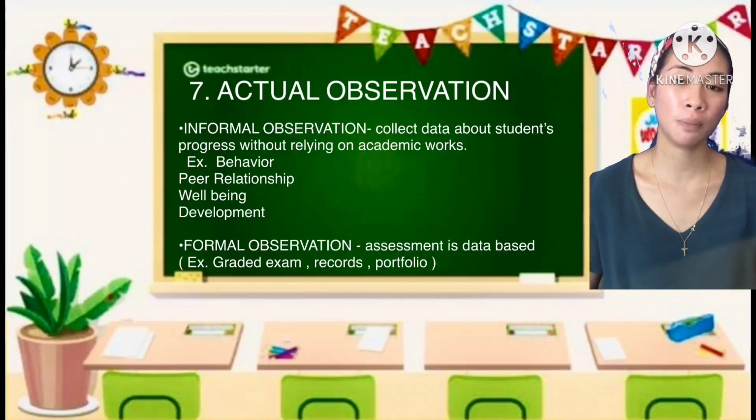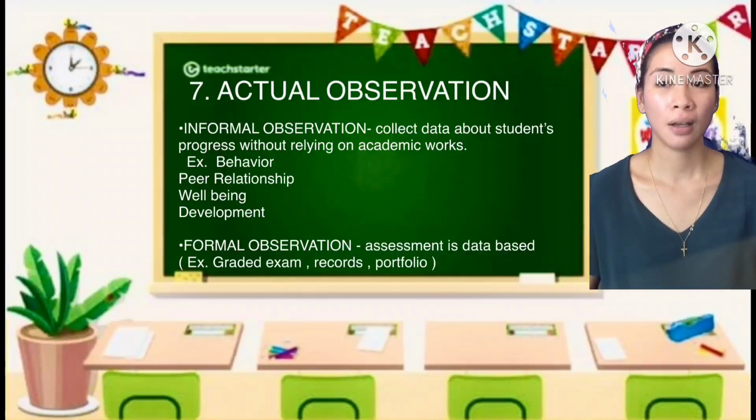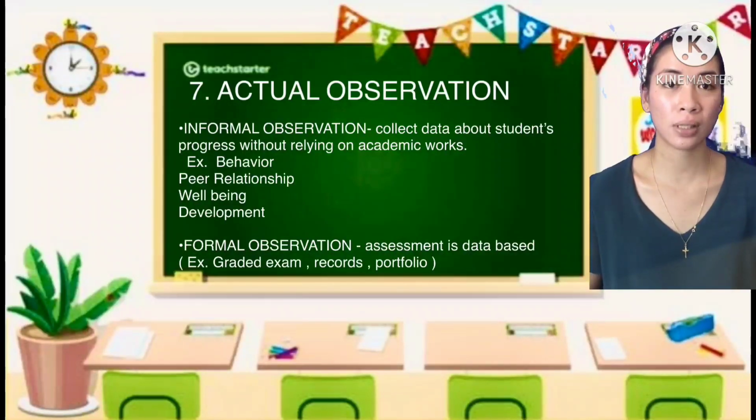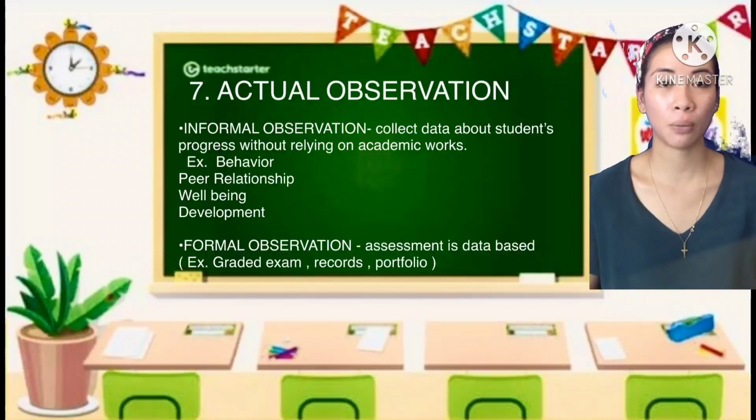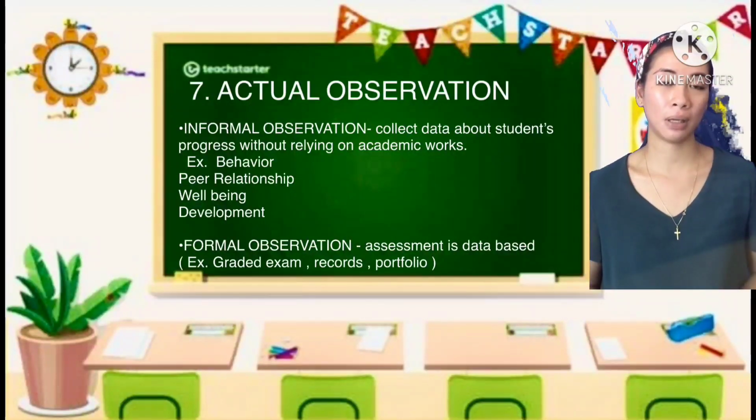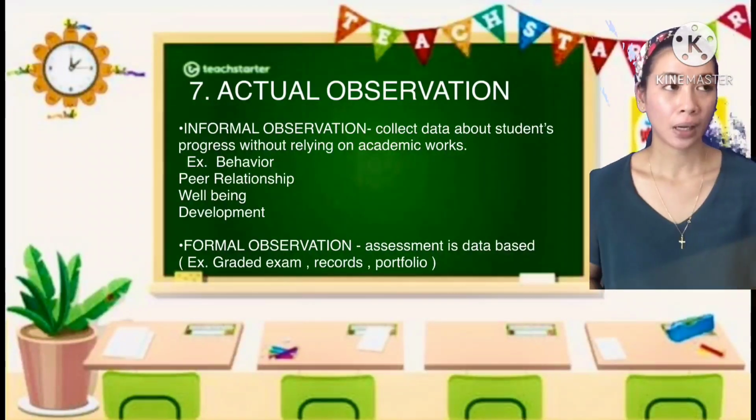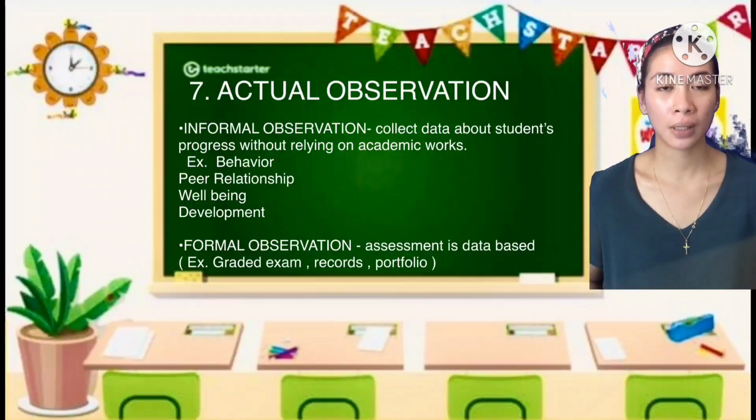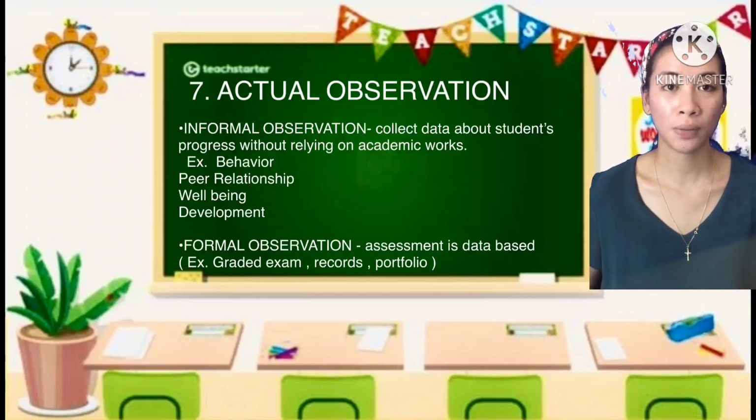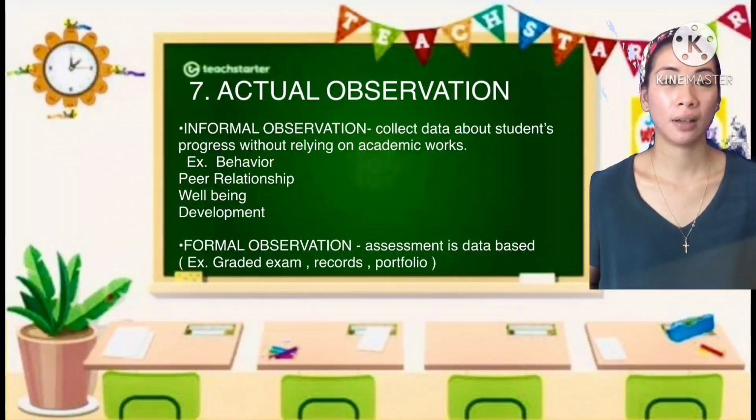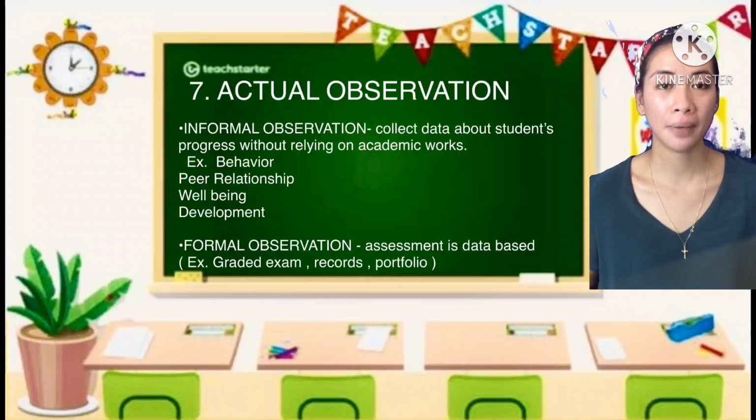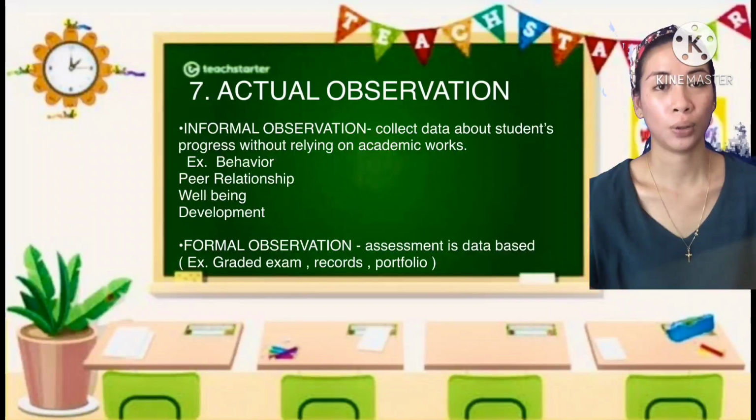In informal observation, teachers collect data about the student's progress and development without relying on scores and academic work. Examples of informal observations are peer relationships, behavior, well-being, and development. On the other hand, formal observation is assessment that is data-based. Examples are graded exams, records, and portfolios.